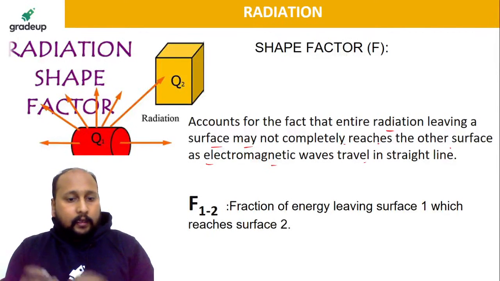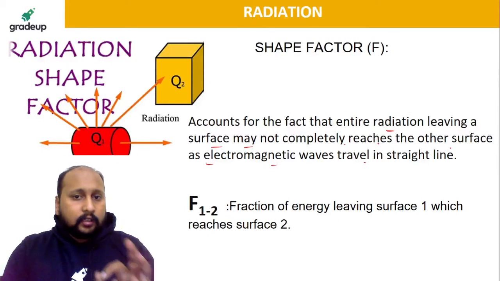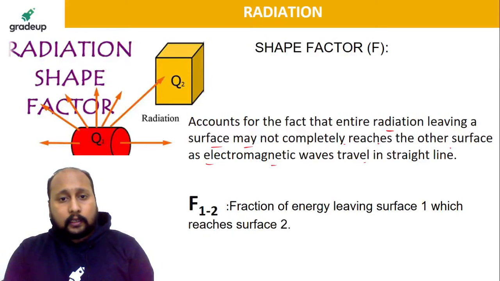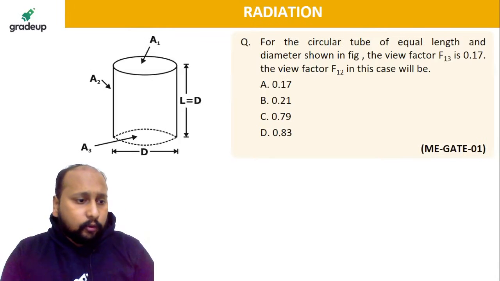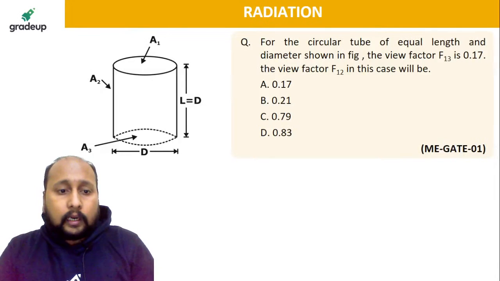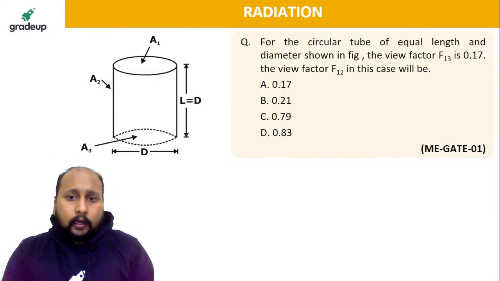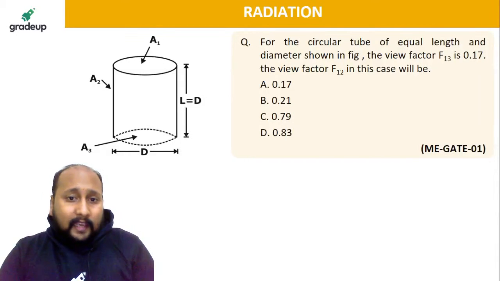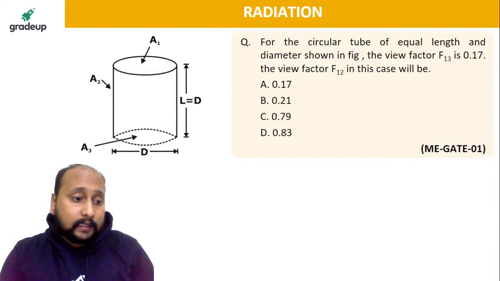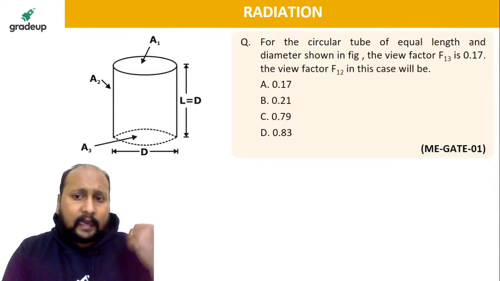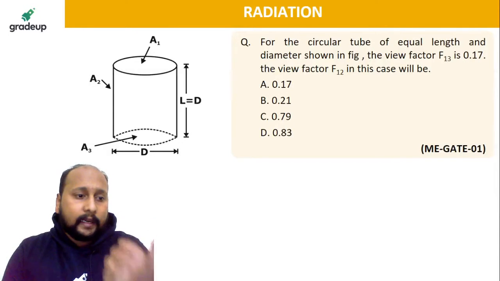Clear? Fine, easy. So shall we solve some shape factor problems, then we'll go to radiation networks and solve some questions from that topic. First question, let's see how many of you are able to solve this very easy question. For the circular tube of equal length and diameter as shown in the figure, the view factor F13 is 0.17. The view factor F12 in this case will be? Easy question, directly apply the summation rule and tell me the answer.